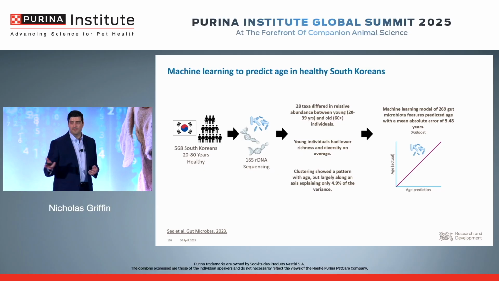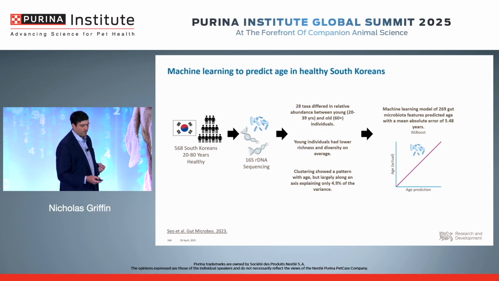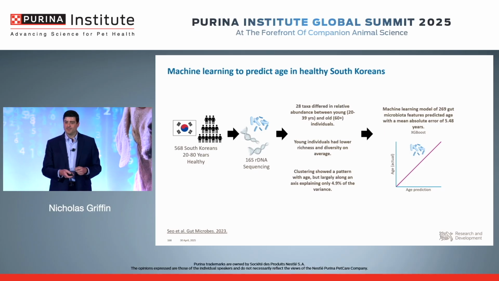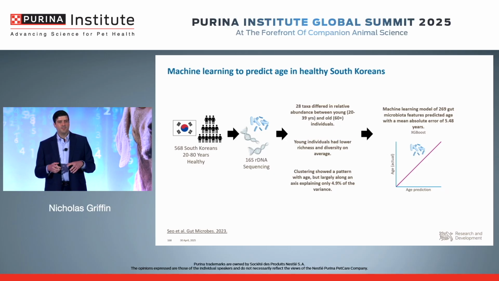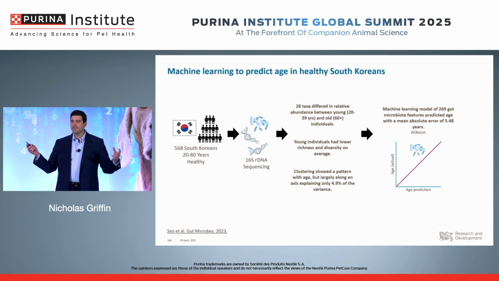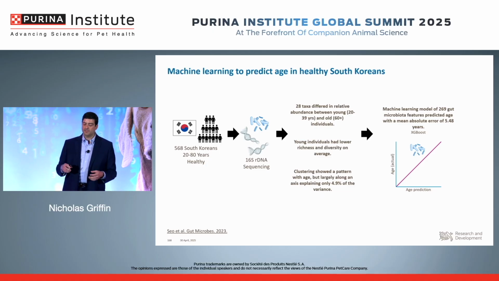Another thing that you can do, we've heard about a methylome-based age model. So this group, working with a cohort of healthy South Koreans from 20 to 80 years old, actually built a microbiome age model. What they found using kind of those traditional methods was taxa that differed in relative abundance between young and old people. But if you just look at clustering, if you look at typical ordination methods, you didn't really see wild patterns that explained a lot of the variance in the data. But a machine learning algorithm was able to be constructed that would predict the age of these individuals with a mean absolute error of about 5.5 years.